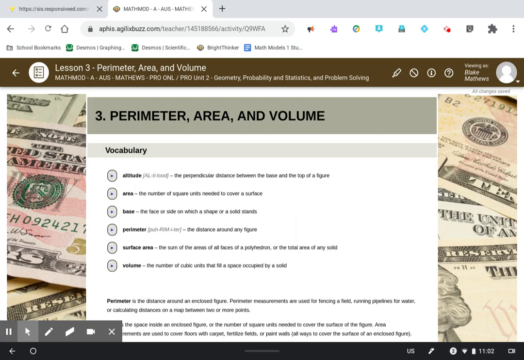All right, this is the Math Models Unit 2 Lesson 3 video. This video is going to be in two parts. There's just so much in this lesson to go over. So I'm going to focus on going over the information about perimeter and area first, and then we'll do a separate video over the questions about surface area and volume.